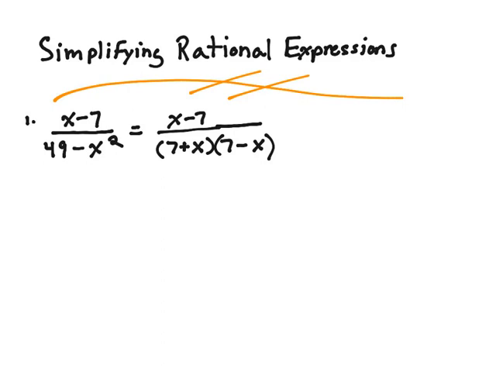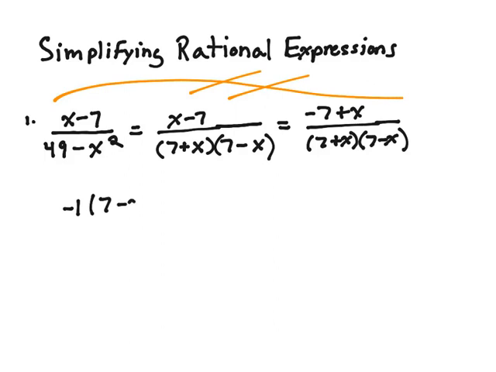And notice that we have, we can look at the numerator and we can actually rewrite it as minus 7 plus x. And that way it looks like the binomials in the denominator. And then we can factor out that negative, or negative 1, and write it as 7 minus x.